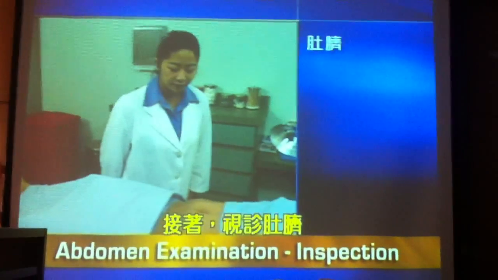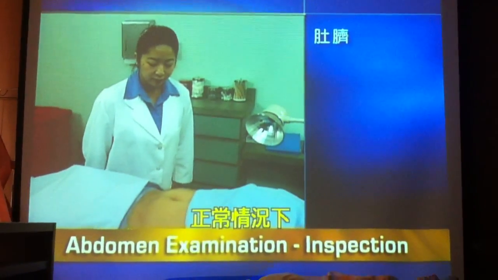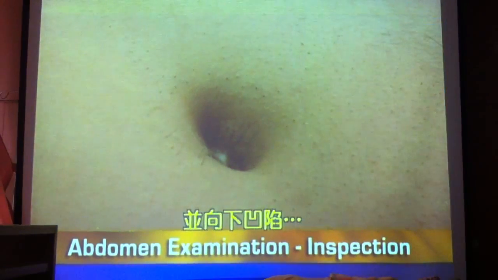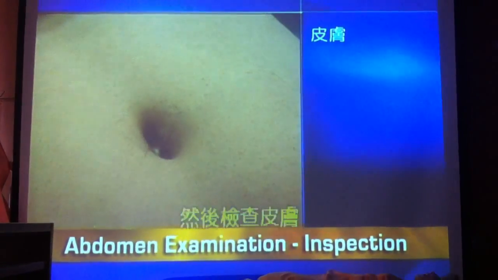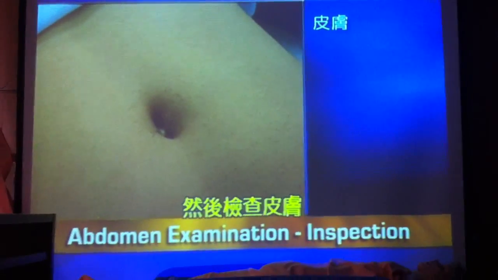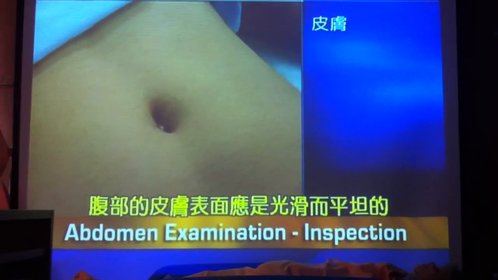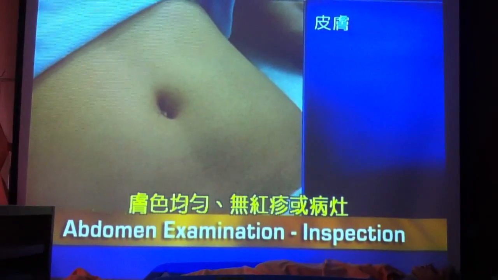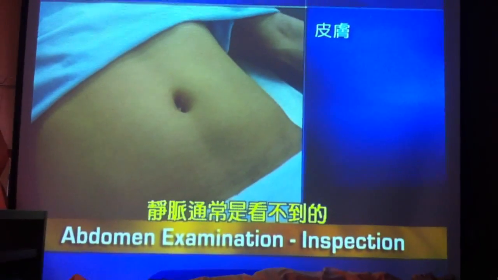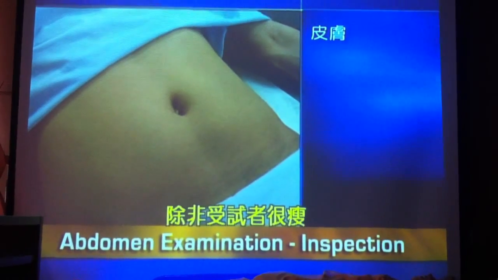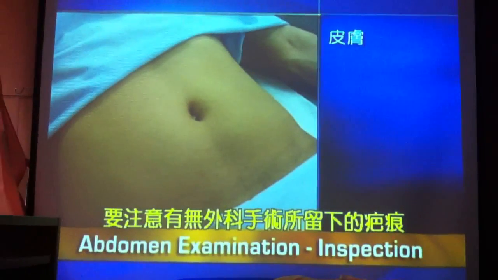Next, inspect the umbilicus. Normally, it is midline and inverted, with no discoloration, inflammation, or hernia. Then inspect the skin. It should have a smooth, even surface, with a homogeneous color, and no rashes or lesions. Veins should not be visible, unless the person is thin. Note any surgical scars.